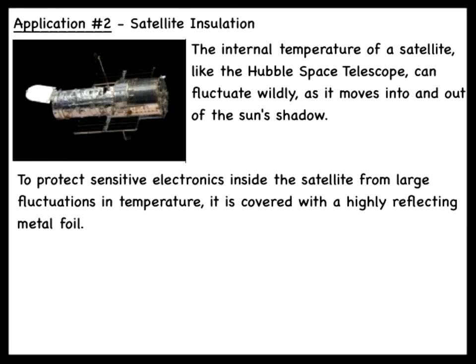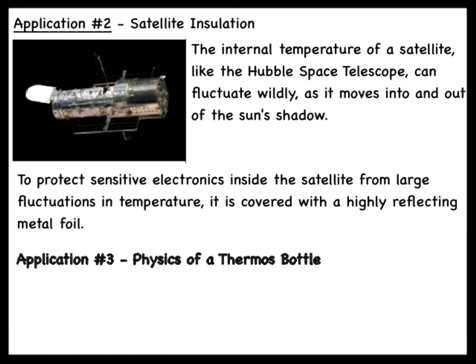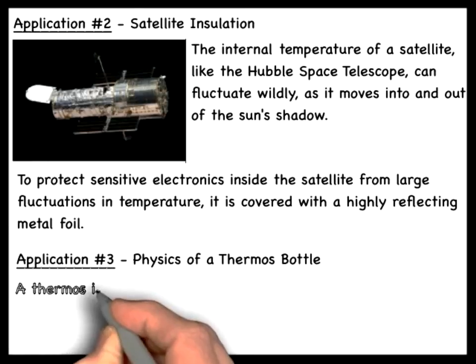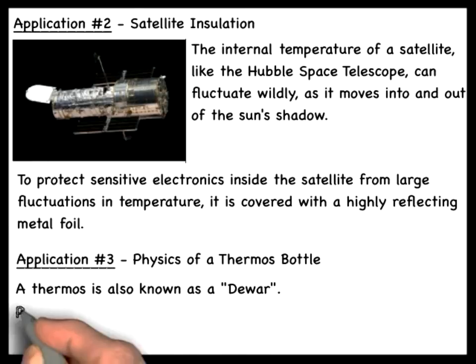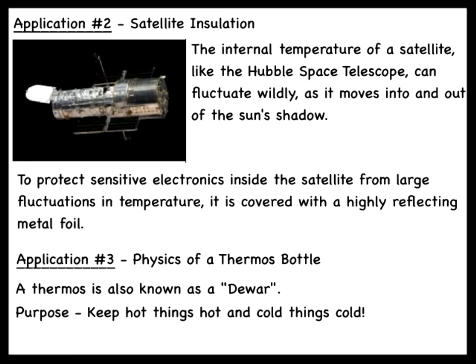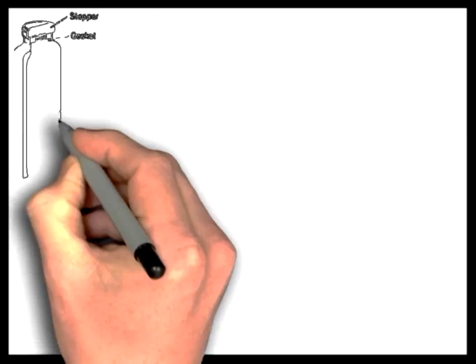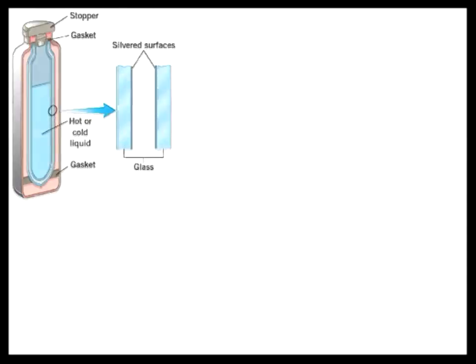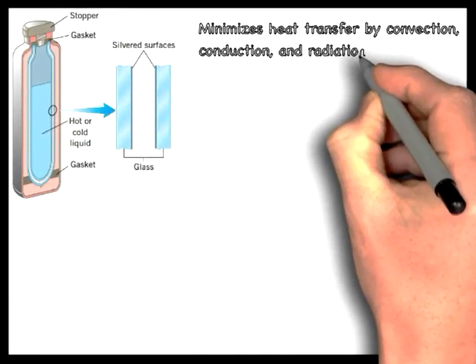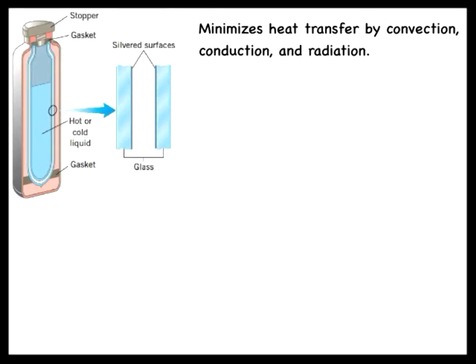As a final example of the applications of heat transfer, let's consider a common thermos bottle, which is sometimes referred to as a dewar. The purpose of the thermos is to keep hot things hot, like coffee and soup, or to keep cold things cold, like ice water or lemonade. A thermos usually consists of a double-walled glass vessel with silvered inner walls, and it minimizes heat transfer via convection, conduction, and radiation. The space between the walls is evacuated to reduce energy losses due to conduction and convection.